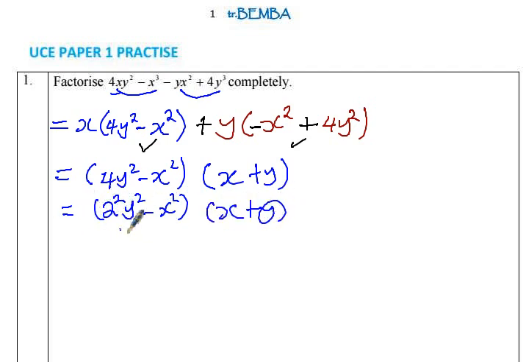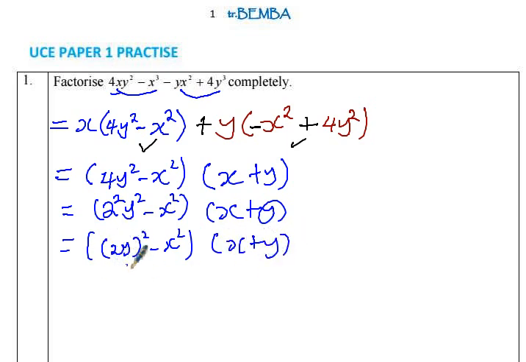Now when I look at this, the first term, I can make it look even clearer. Instead of saying 2 squared, I want to write (2y) squared minus x squared, into x plus y. So I have a number squared minus another number squared. Do you see that? Whenever we are factorizing this, we call it a difference of two squares: one number squared take away another number squared. How do we factorize this difference of two squares?